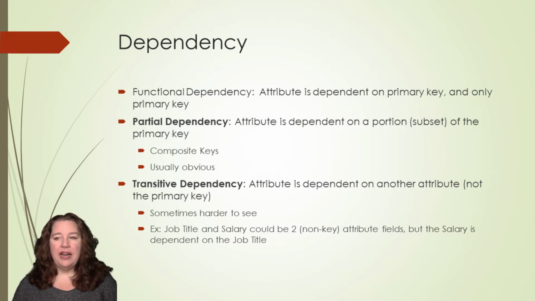The example that I have here is that a job title and a salary could both be 2 non-key attributes in your data fields, but the salary is actually directly dependent upon the job title. So those are transitive. It's related to something that is not the primary key.